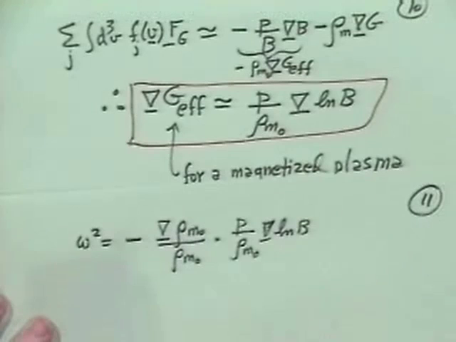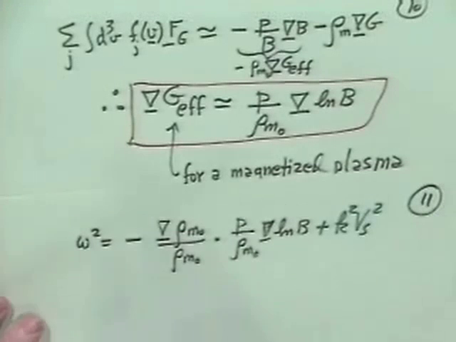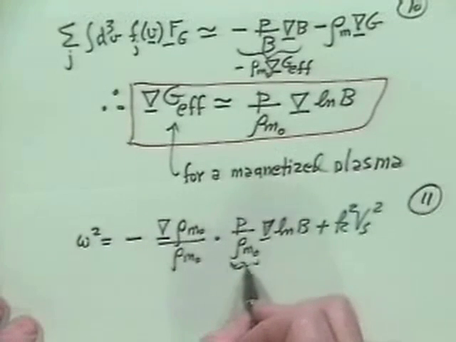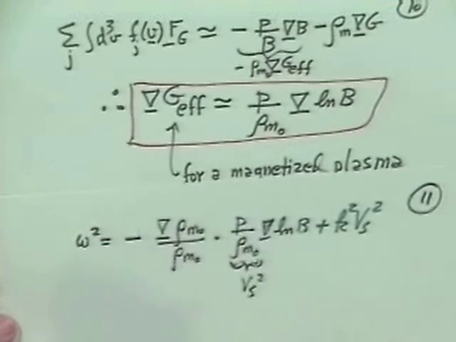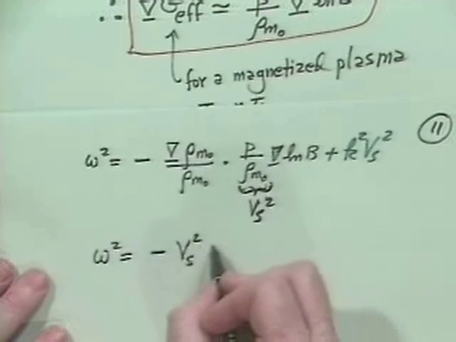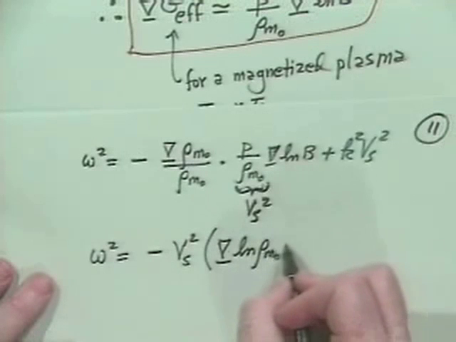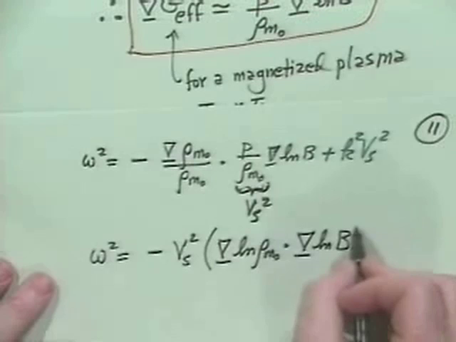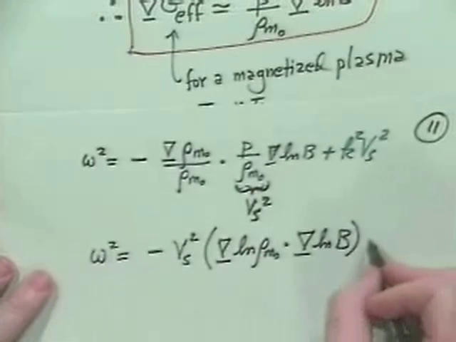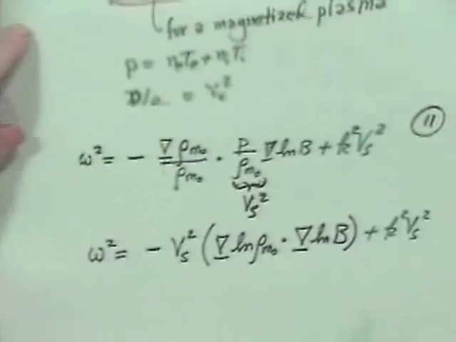And again, if I had put it in here, I would get plus K squared V sound squared, but we usually don't worry about that. And remembering that this is itself the sound speed squared. Then I can write all of this as omega squared is equal to minus V sound squared times the gradient of the logarithm of the mass density dotted into the gradient of the logarithm of B. And if I wanted to, I could note that this also has a plus K squared V sound squared, usual sound wave propagation.